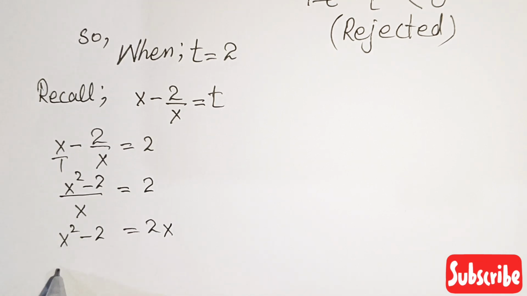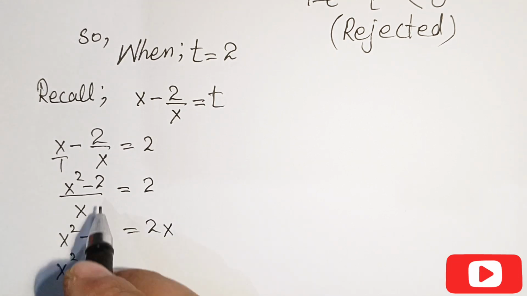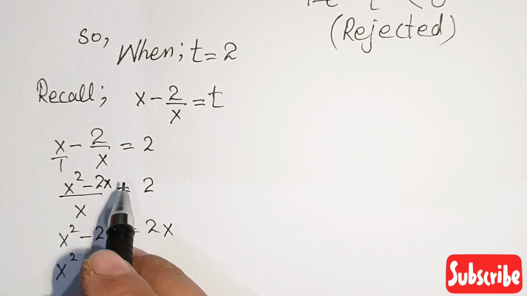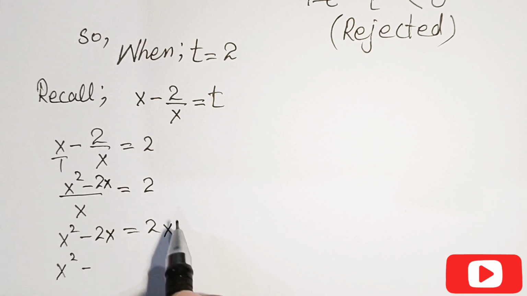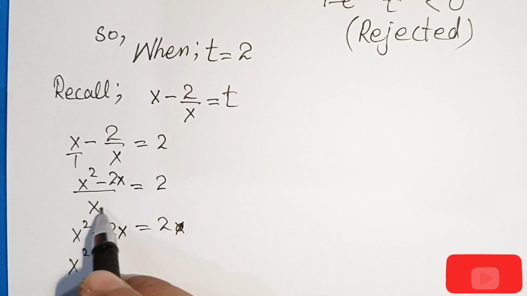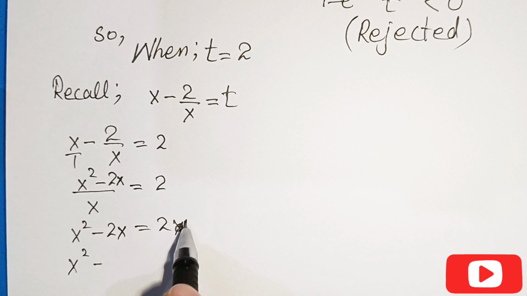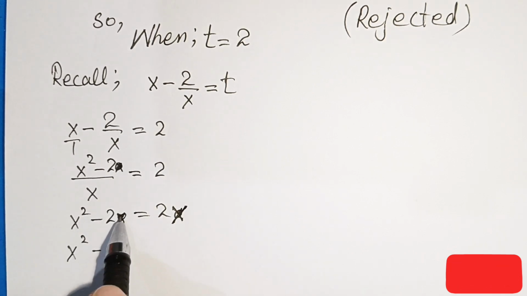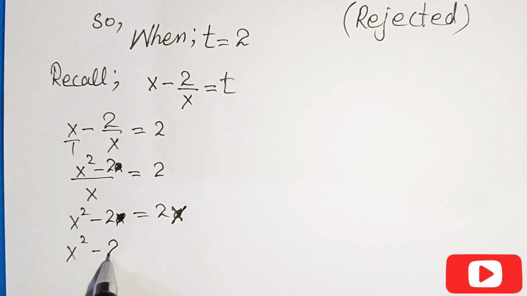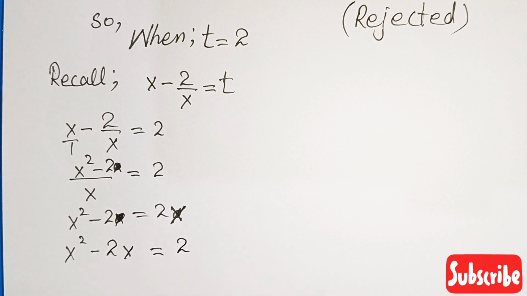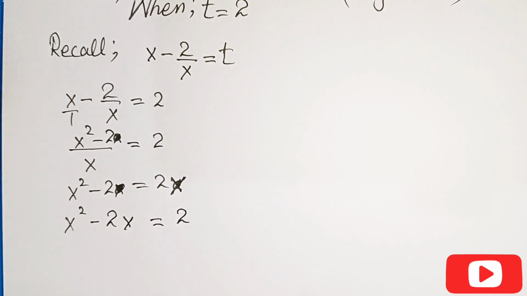So we have x squared minus 2 is equal to 2 times x. Now here we have 2x, sorry, it is 2 times x, which is 2x, and it is only 2. Now if we shift this one, we get x squared minus 2x, and this minus 2 shifting to the right hand side, we get 2. So x squared minus 2x is equal to 2.